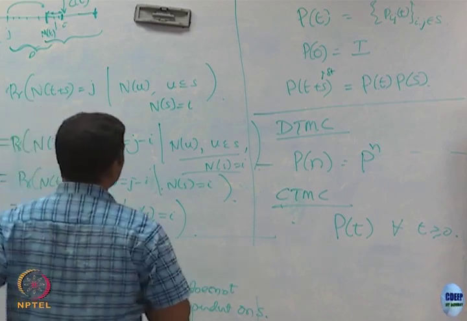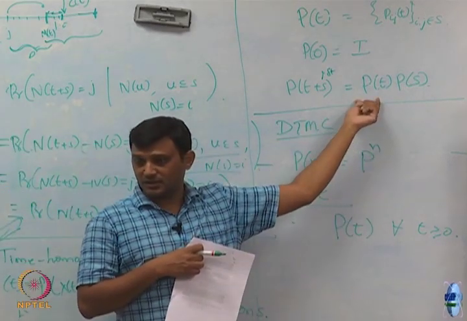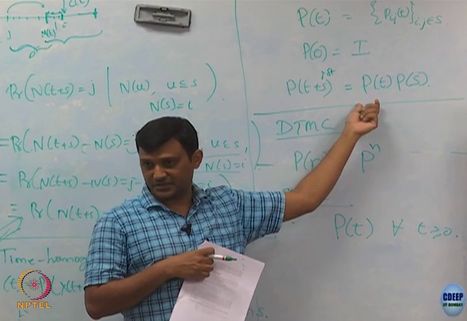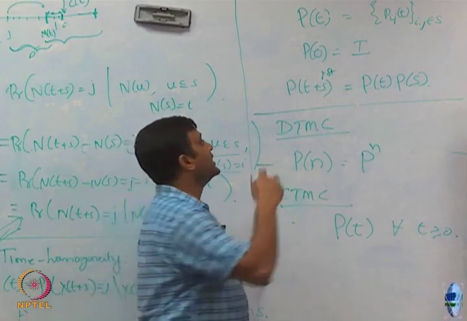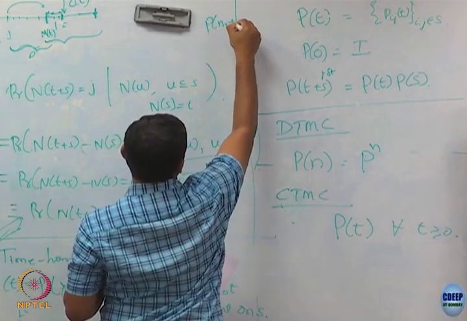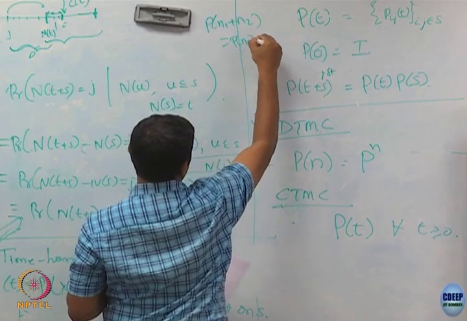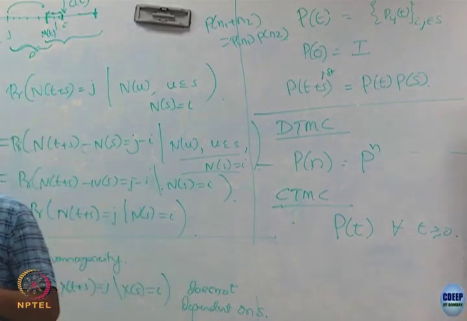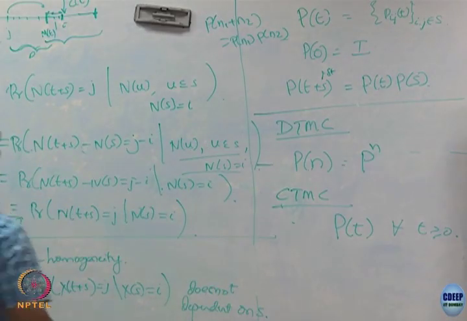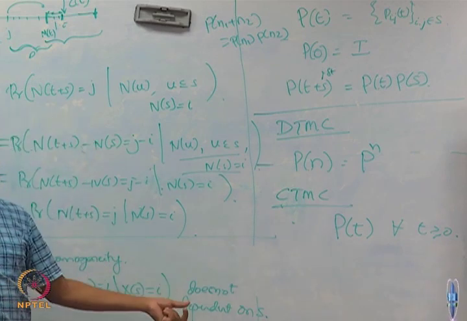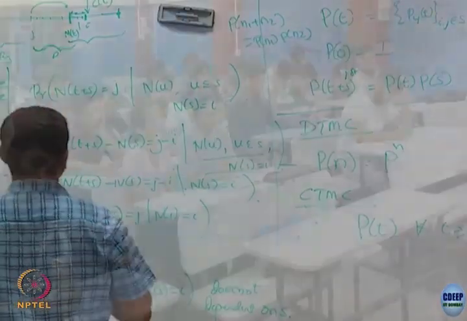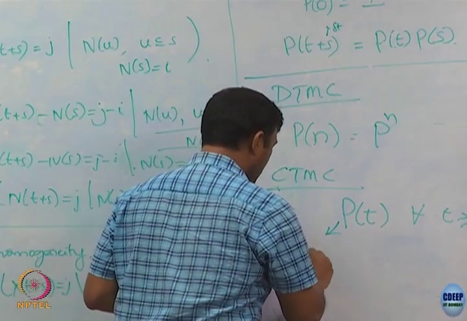I said I have skipped this; you have to go and use the same steps as we did in the DTMC case. There also we had a split, for any n1 plus n2, where this is P(n1) times P(n2). Here you just split these probabilities by conditioning on two parts and apply the Markov property. Okay, fine. This P(t) is why you are going to call it the transition probability function.